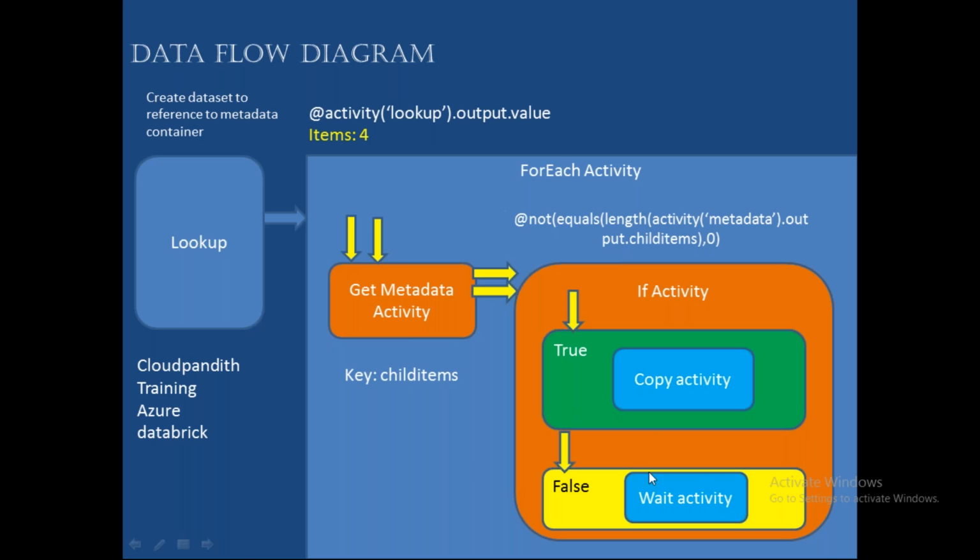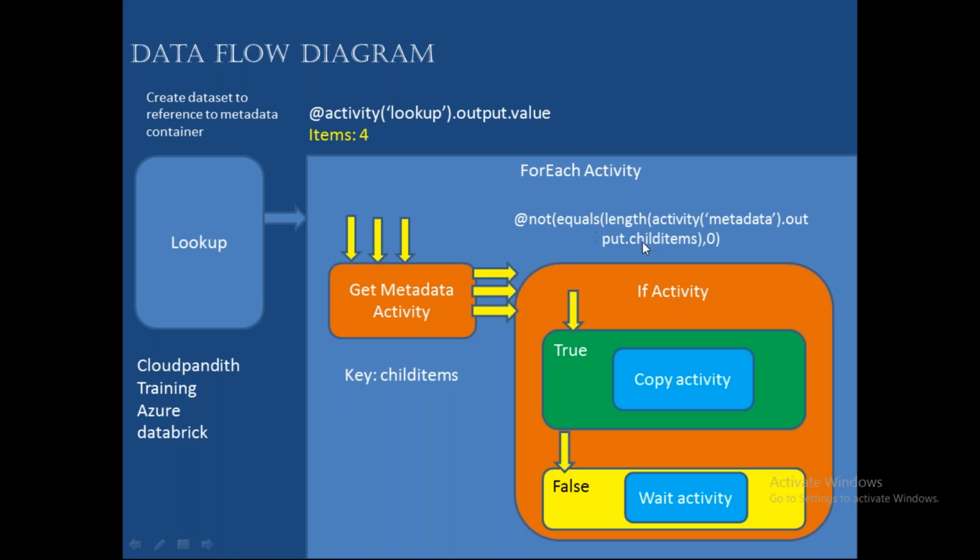If it is false, I will just execute the wait activity. The wait activity just waits for some configured seconds. For example, if you ask the wait activity to wait 10 seconds, it will keep running for 10 seconds, then it will release. Once it is released, you can go to the third iteration. The third iteration is I will pick the Azure container. In the Azure container, I will check whether I have any items. I have some items.